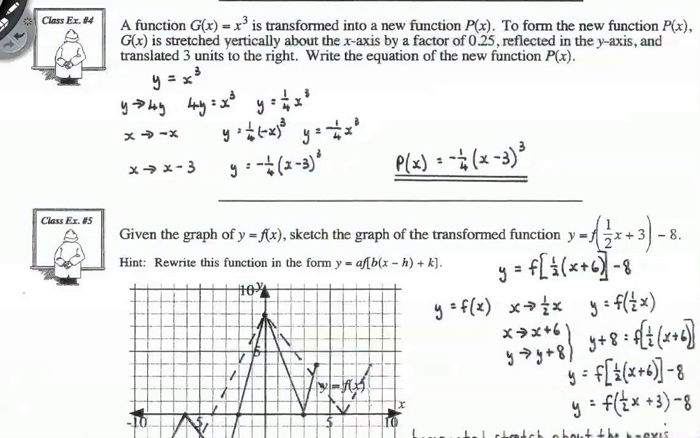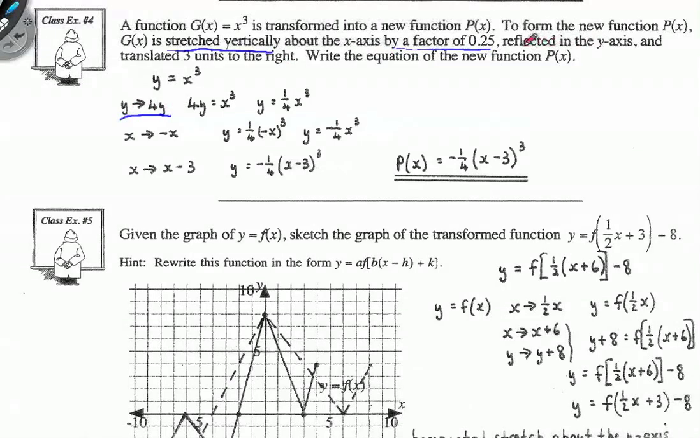About the y-axis, by a factor of 0.25. Okay, stretched vertically, let's just underline what we're doing. By a factor of, so what does that mean? Stretched vertically, the y would become 4y. So that's what we have here.